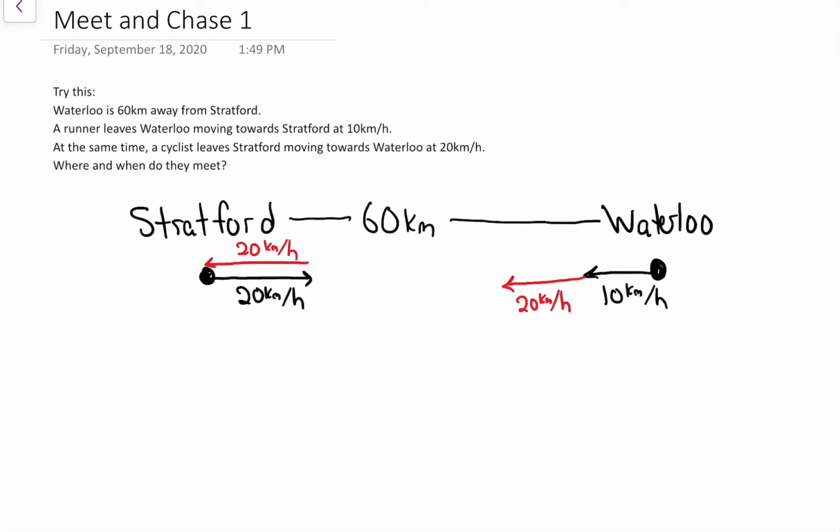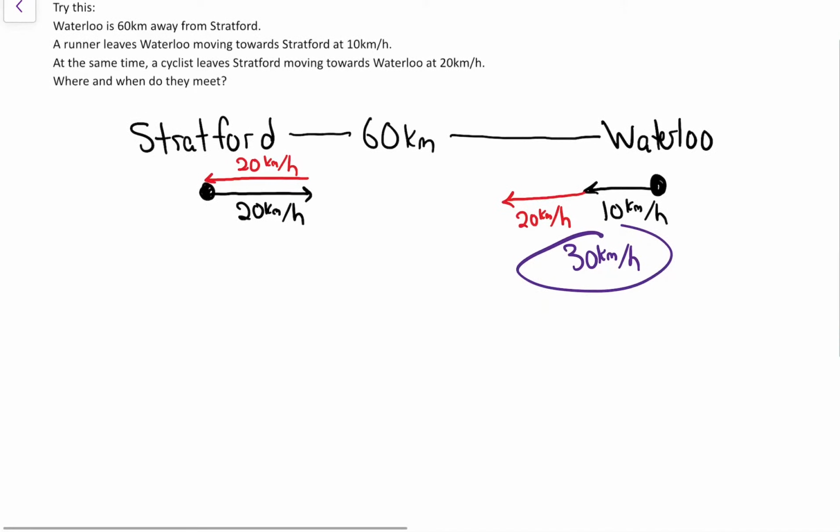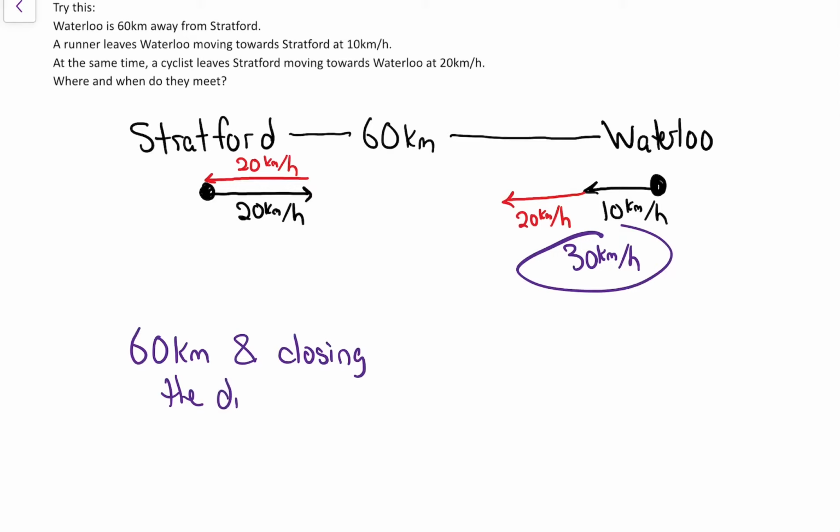From the perspective of the cyclist that left Stratford, that person would see this runner moving at 30 kilometers per hour. So basically, by changing perspective, we've got somebody that's 60 kilometers away, but they're closing that gap at a rate of 30 kilometers per hour.